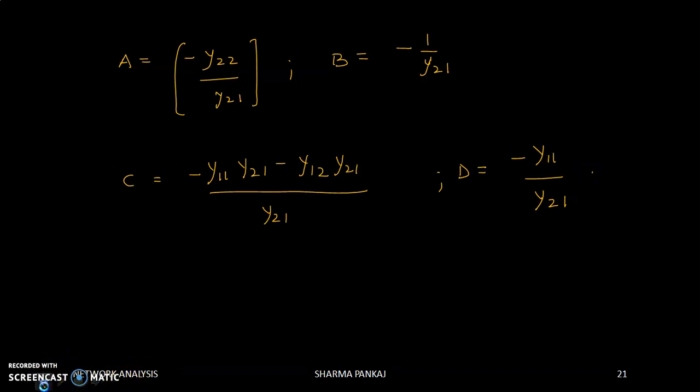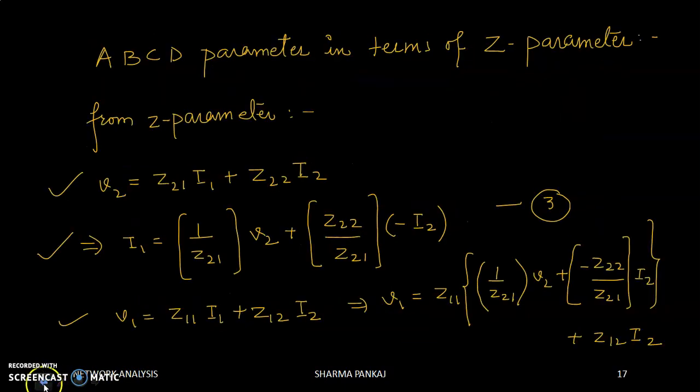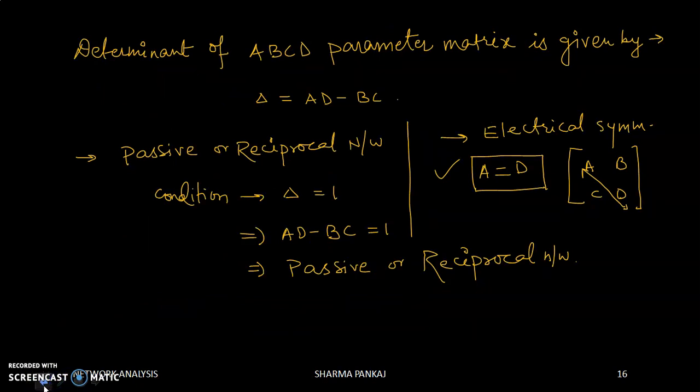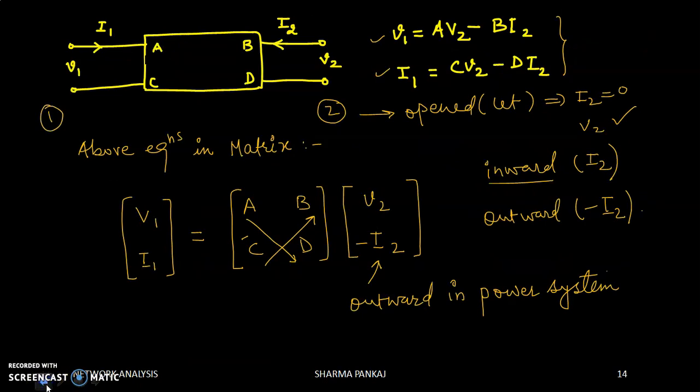We have learned the ABCD parameters and their role in power system, to calculate short-line, long-line, and medium-line parameters. We have also seen ABCD parameters in terms of Z parameter and Y parameter by comparing the governing equations. So this is all in this video. We will have more two-port network parameters in subsequent videos. We'll start the inverse transmission parameter in my upcoming video.